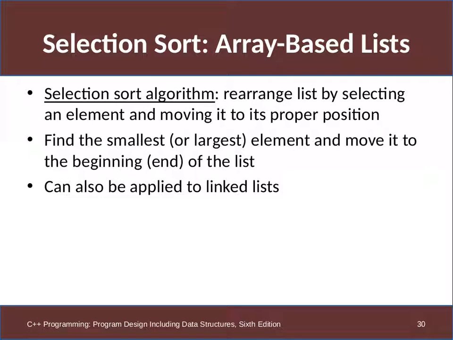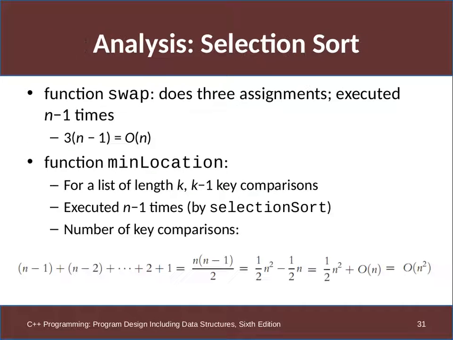All right, selection sort. Rearrange the list by selecting an element and moving it to its proper location. So you probably want to just find the smallest and then move it to the beginning. Find the next smallest, move it to the beginning. Or the end of the list, depending on which way you want to sort it.